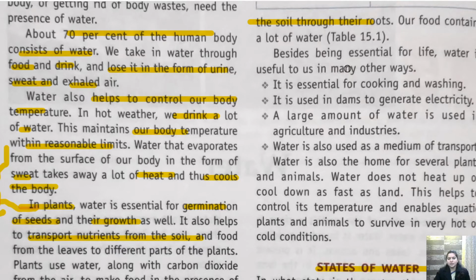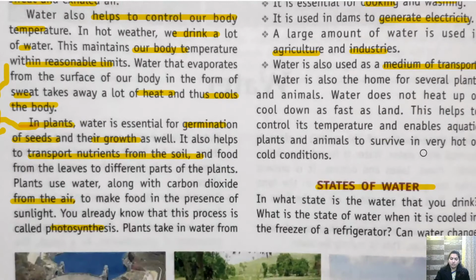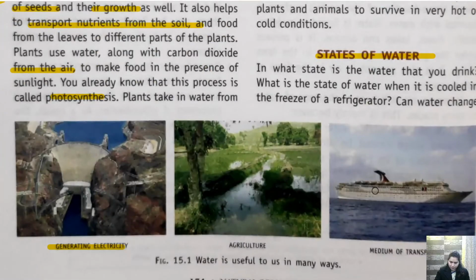So besides being essential for life, water is useful to us in many other ways, like for cooking, washing, generating electricity, in the agricultural field, in industries. Okay, yes, also as a medium of transport. Medium of transport means ships run, isn't it? Boats run, so where do all these run? They run in water, isn't it?